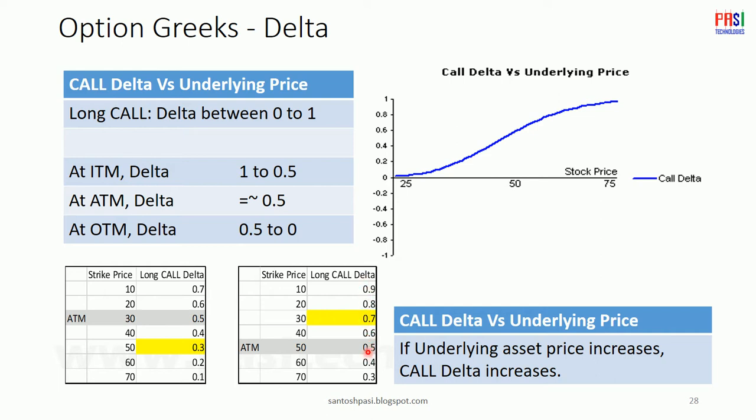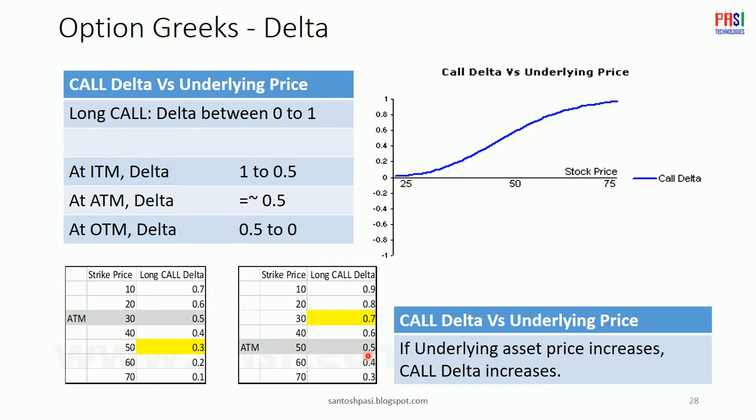As we move down towards out of the money, it will go towards 0. So in this example you can see that my underlying value increased from 30 to 50. In this case my delta value also increased, and it has increased for all the strikes. Initially for the 10 it was 0.7, now it is 0.9. For the 30 it was 0.5, now it is 0.7. For 40 it was earlier 0.4, now it is 0.6. For 50 it was 0.3, but it is now 0.2.